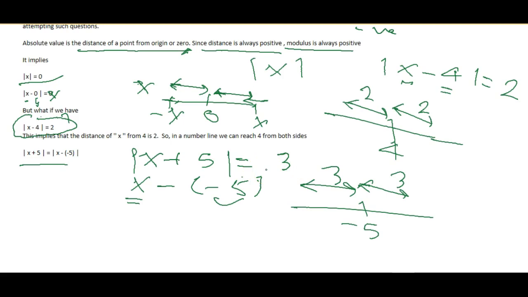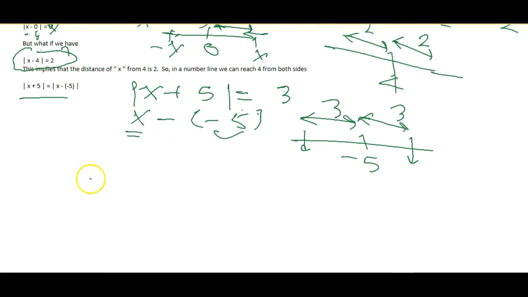Now the question is how to open this modulus and get the final values, to identify this value out here or this value out here. So let us solve the equations independently. Let us see the first equation, that was mod of x minus 4 equal to 2.